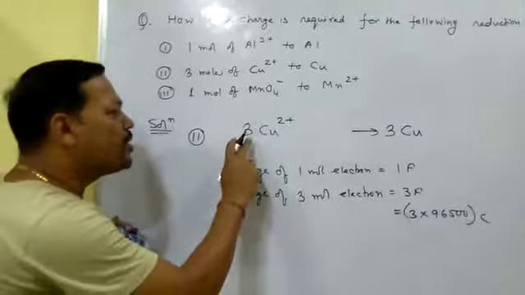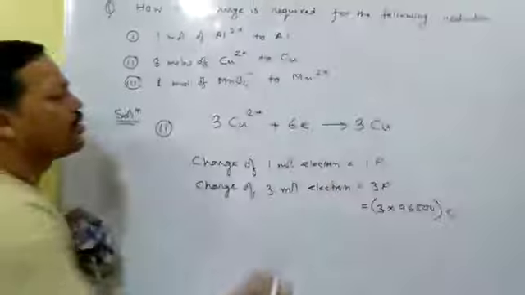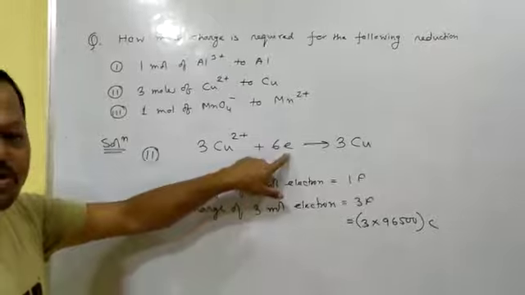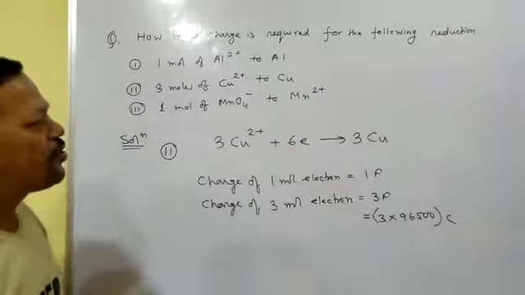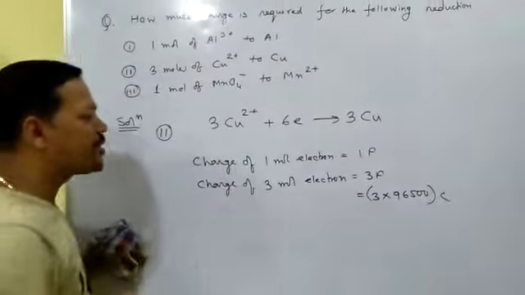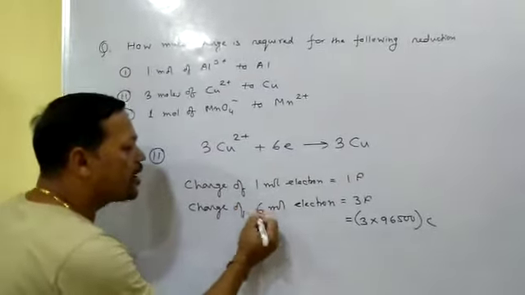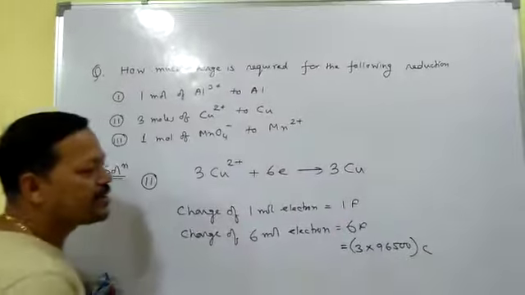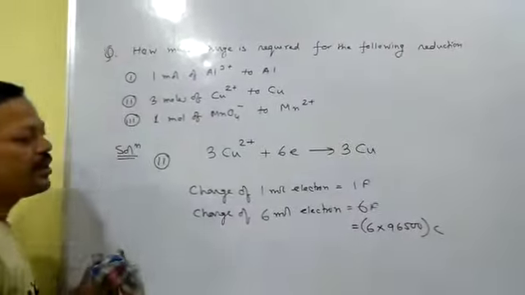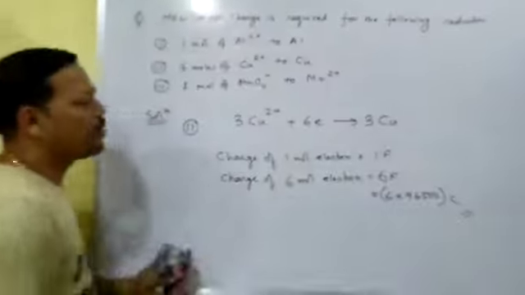2 moles. But here, since 3 moles of copper are present, the total number of electrons required is 6 moles of electrons. Actually for 1 mole, 2 electrons are required. For 3 moles, 6 electrons will be required. Actually this number represents the number of moles. Here the number of moles of electrons is 6 moles. So as you know, the charge of 1 mole of electrons is 1 Faraday. So the charge of 6 moles of electrons will be 6 Faraday. In terms of Coulomb, just multiply 96500 with 6, then you can express the answer in terms of Coulomb. So this is the answer of the second one.